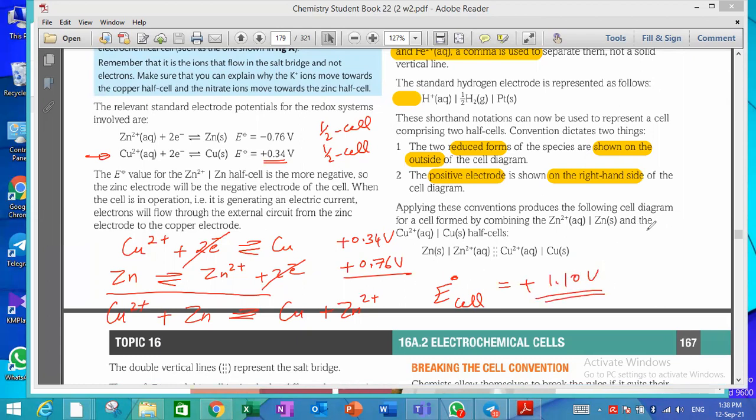It's the same: either we write E naught cell equals E right minus E left, the one with the more positive value minus the one with the less positive value, or else when they ask us to write the total cell equation, then we have to write both equations. The one with the more positive value, we leave it as it is, and the other we flip it, so that zinc gives zinc ions plus 2 electrons, and as we flip the half cell equation, we also change the sign of the E naught value to be positive instead of a negative one.